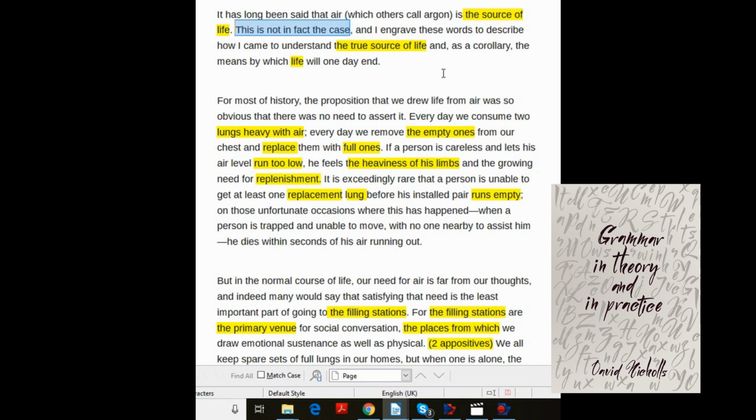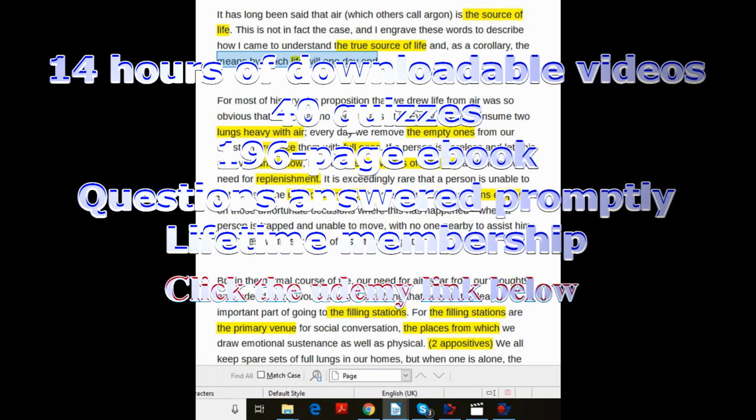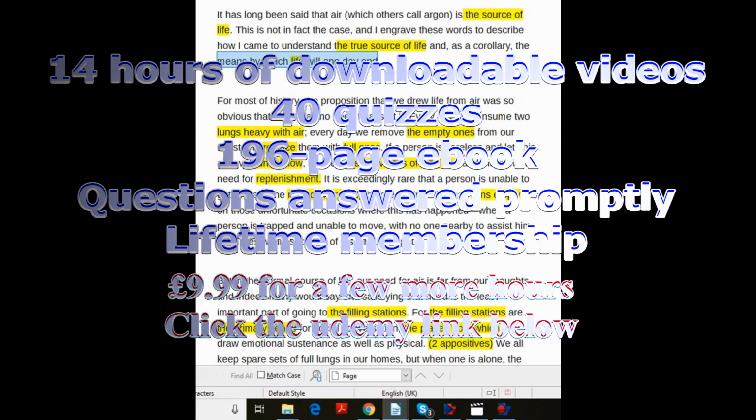And I engrave these words to describe how I came to understand two things. He came to understand the true source of life, and, as a corollary, he came to understand the means by which life will one day end. So he seems to have got some kind of understanding about the beginning of life and about the end of life, all at the same time. So already he's giving us some kind of understanding that the origin of life and the end of life are in some way connected. And he's done that very skillfully with that very first sentence.